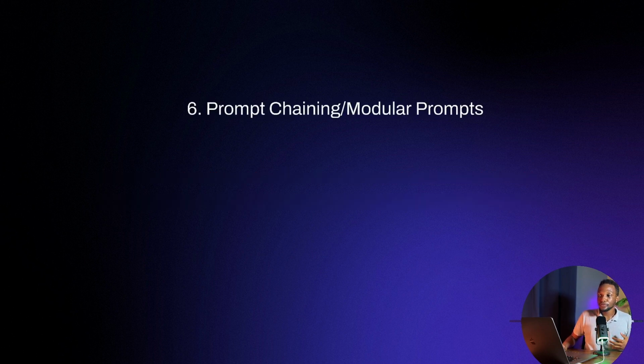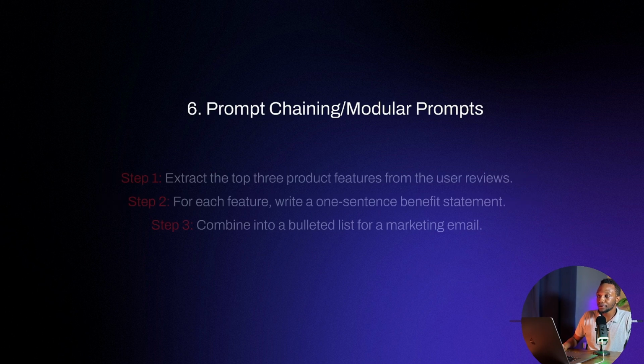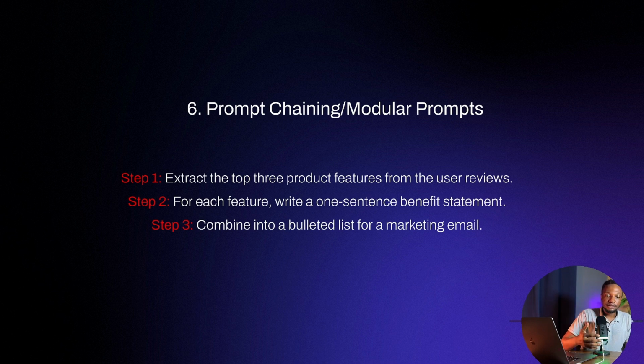And another thing is prompt chaining, or modular prompts. Prompt chaining means you put it into steps. If you have a prompt that is long, rather than putting it as it is, try to put it in steps. Try to put it in step 1, step 2, and step 3. This will help the model to understand that, okay, I need to do this first, I need to do this second, and I need to do this third.